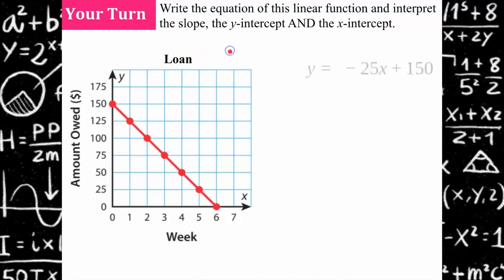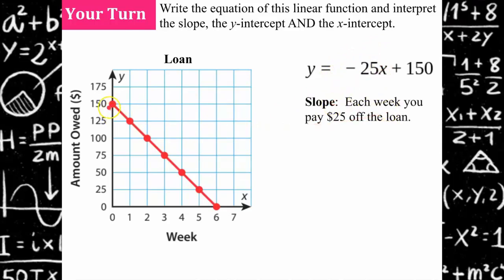Welcome back. The equation of this line is y equals negative 25x plus 150. So let's start with our y-intercept here, 150. I got that from the point that touches the y-axis. So 0, 150, 150 is my y-intercept. Then to find my slope, it's a negative sloping line, so I have the negative sign. I'm going down, my rise is going down 25 every 1 week. So 25 over 1 gives me negative 25 for my slope.